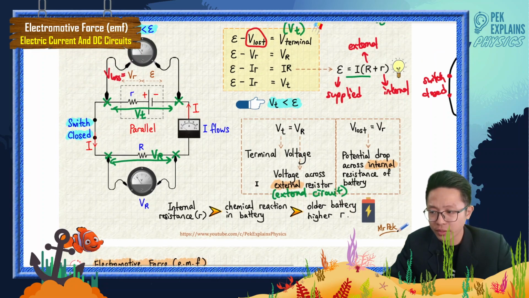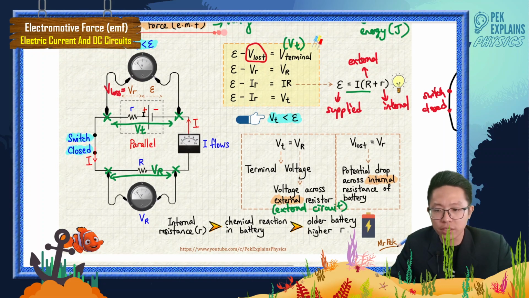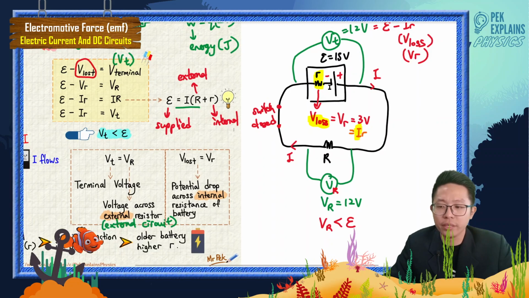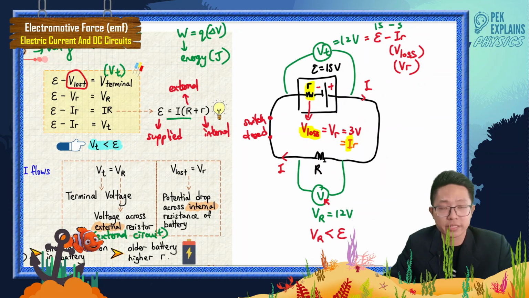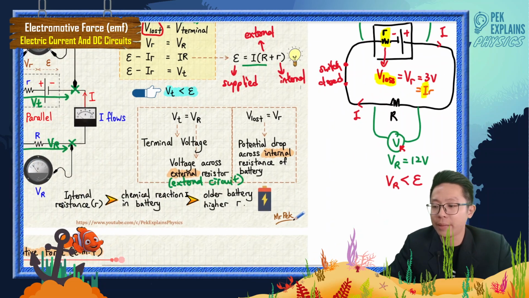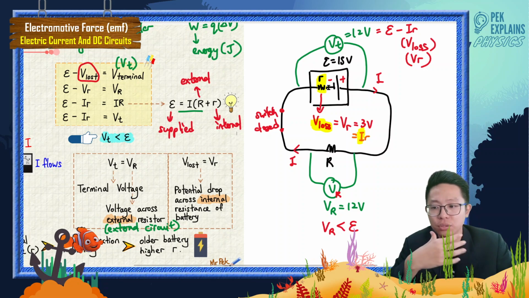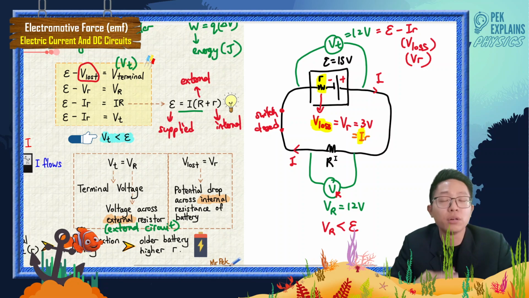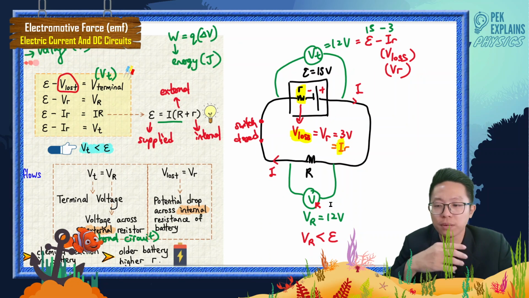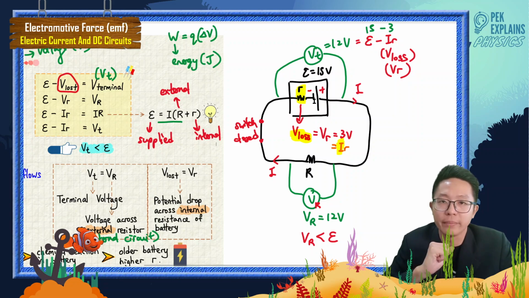Inside the battery, you must understand the energy provided by the battery is not totally used up only by the external resistor. It is also used up inside the battery due to the chemical reaction happening inside. So the light bulb outside gets hotter, and the battery itself also becomes hotter, isn't it? The battery uses up energy, and the external resistor also uses up energy. Inside the battery uses up 3 volt of energy, the outside resistor uses up 12 volt of energy. Add together 3 plus 12, you get back the 15 volt of the EMF.